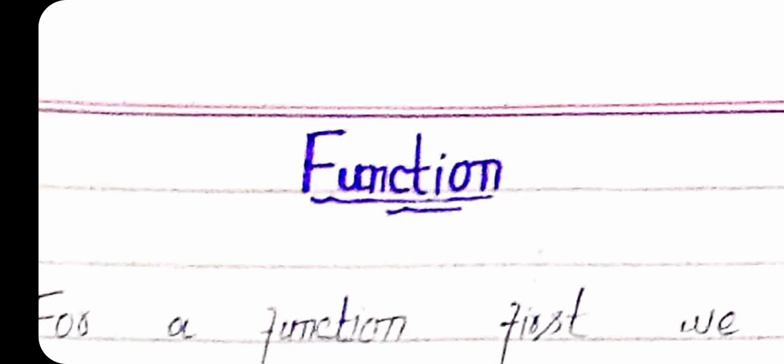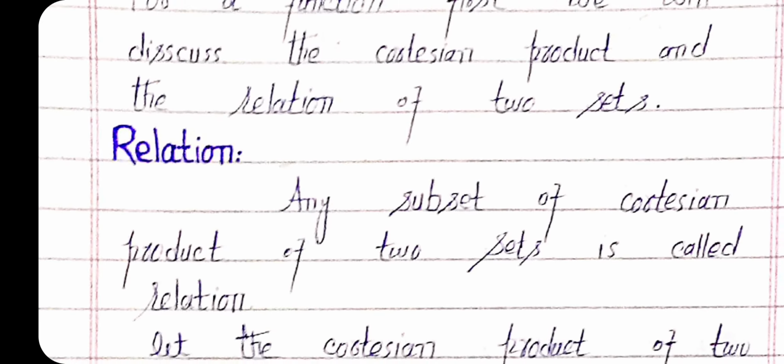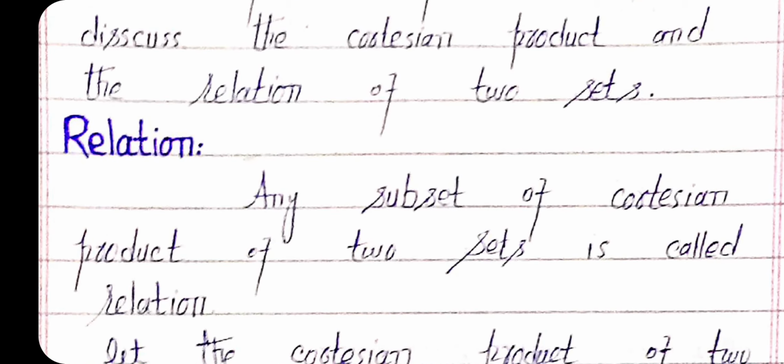First of all, we should know what a relation is. Any subset of a Cartesian product of two sets is called a relation. As we already discussed in our previous video lecture what is meant by the Cartesian product, and how we can find the Cartesian product and its cardinality.